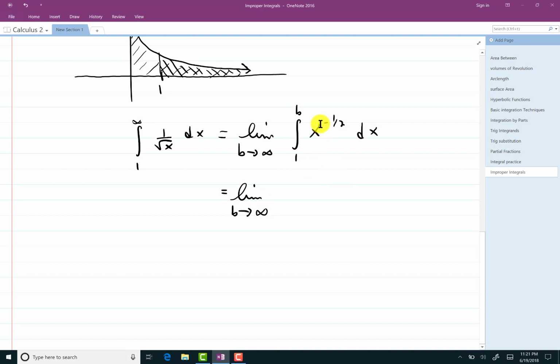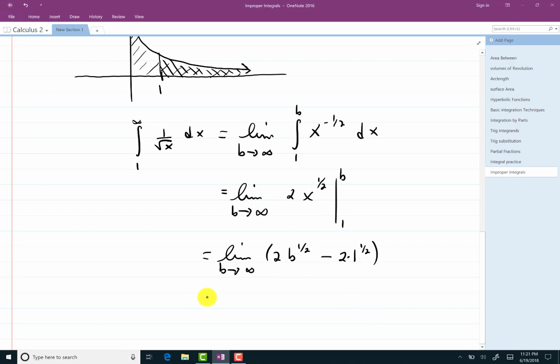So we'll add 1 to the exponent, which will be x to the 1/2 over 1/2, and this is 2x to the 1/2. And that's going from 1 to b. So I'm going to plug in the limits before I take this limit. I should call it the endpoints of the interval before I take this limit. So what I'll have then is I'll plug in b, and then I'll subtract where I plug in 1.